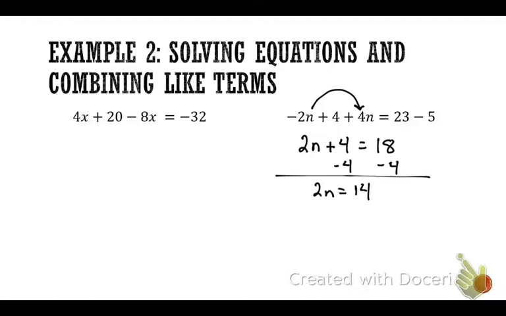All right. Next step. Mr. Noah, what would you do next? I have 2n equals 14 left. What would I do? Yeah, divide by 2 on both sides. Did you guys get 7? All right, n equals 7. Very good. All right, any questions?